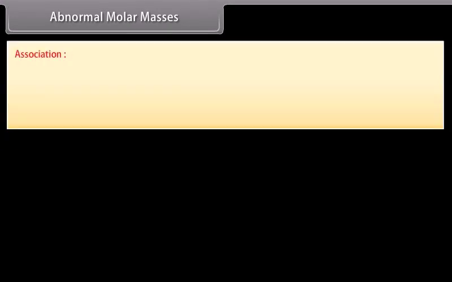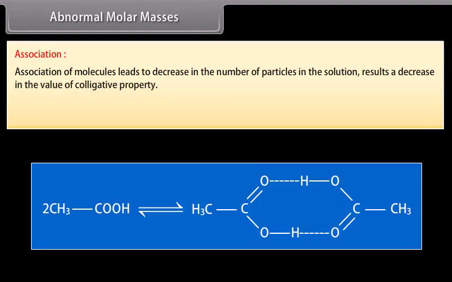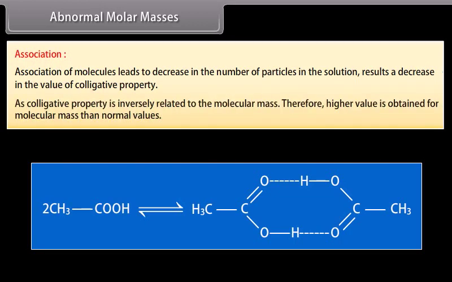Abnormal molar masses. Association. Association of molecules leads to decrease in the number of particles in the solution, resulting in a decrease in the value of colligative property. As colligative property is inversely related to the molecular mass, a higher value is obtained for molecular mass than normal values.